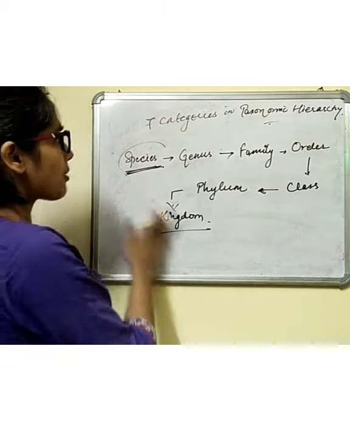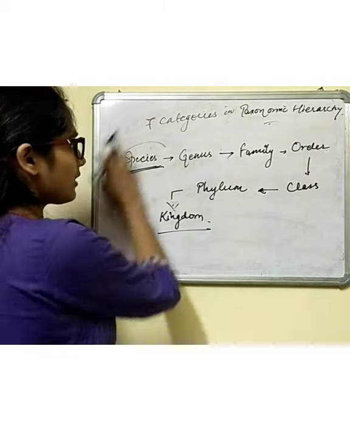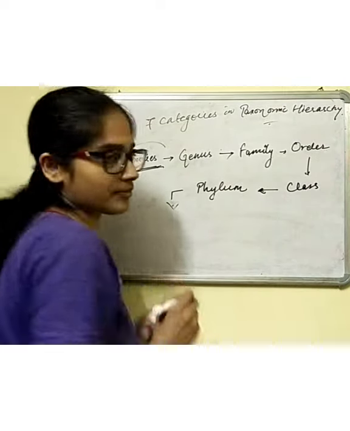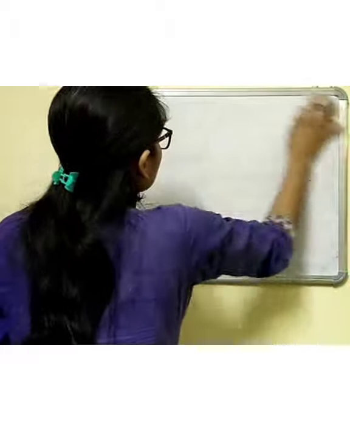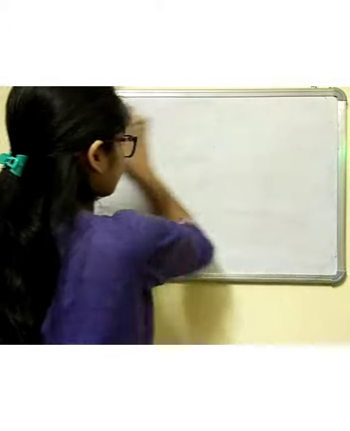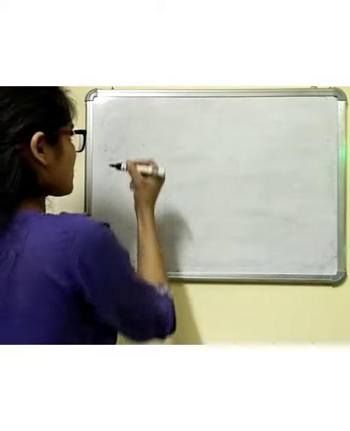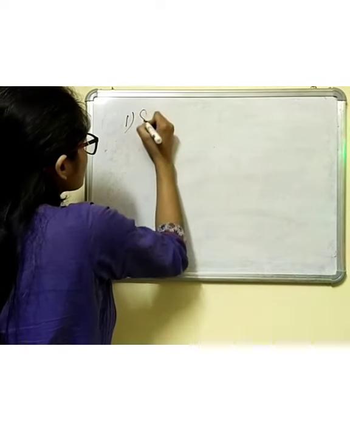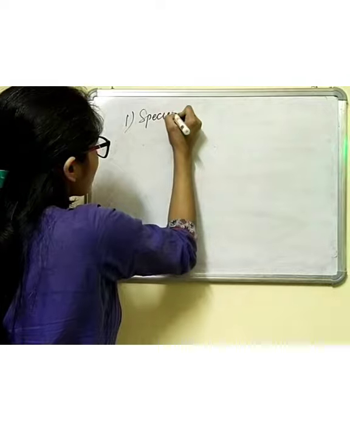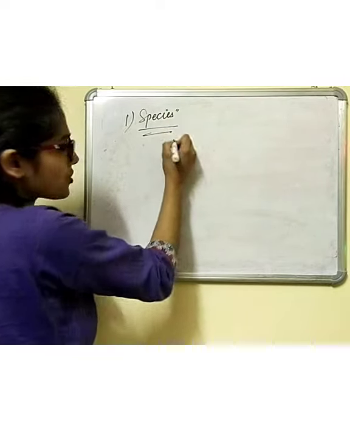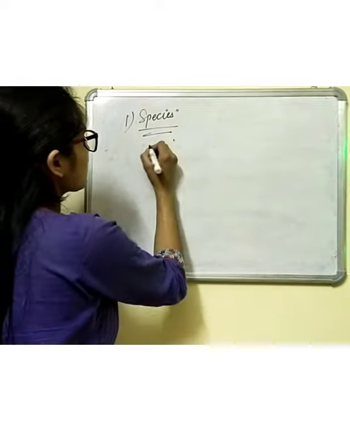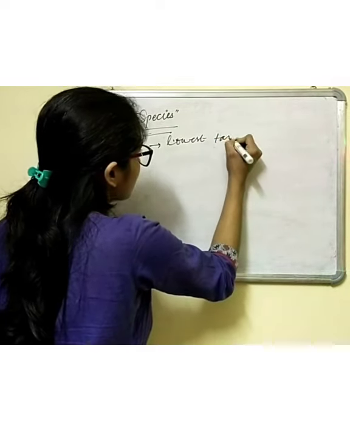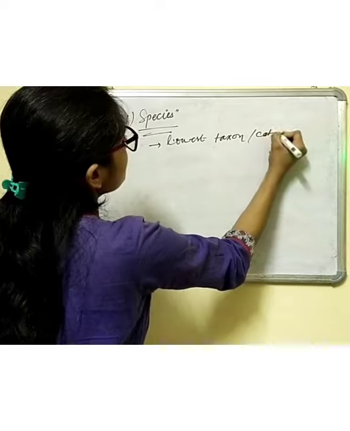So now we'll talk about each one in detail. The first, or the lowest, taxon is species. So let's define what is a species. First, it is the lowest category. It is the lowest taxon or category.